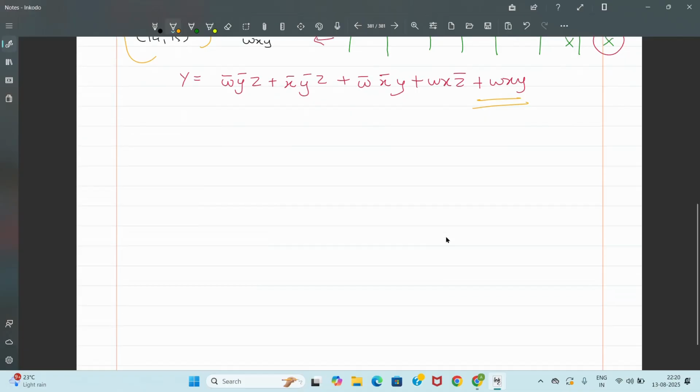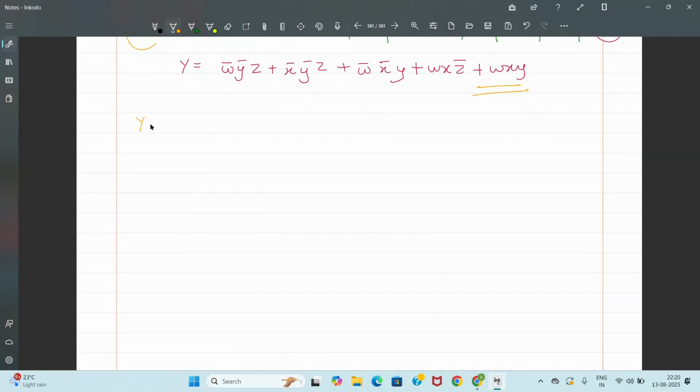I'll just give one more question which you can try out. But the question is slightly different right now. Instead of giving you the minterm representation directly, the question might be something like this, okay? Y is equal to A bar B C bar D bar plus A bar B C bar D plus A B C bar D bar plus A B C bar D plus A B bar C bar D plus A bar B bar C D bar.